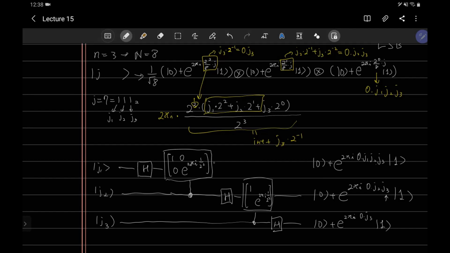And then what about j sub 3? For j sub 3, what we need is some additional gate. For this one, we don't want to do anything for the 0 state, but for the 1 state, we need to add the phase, which is 2 pi i times 1/2 to the third. So this phase factor will be added only when j sub 3 is 1. So this is the general case, a circuit to implement this kind of three qubit situation.